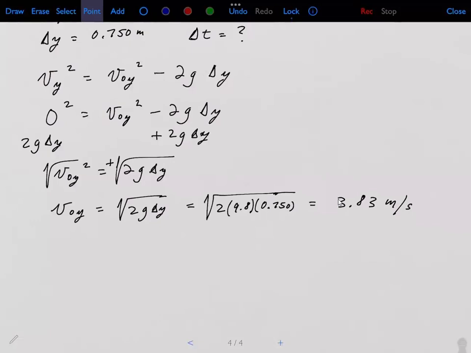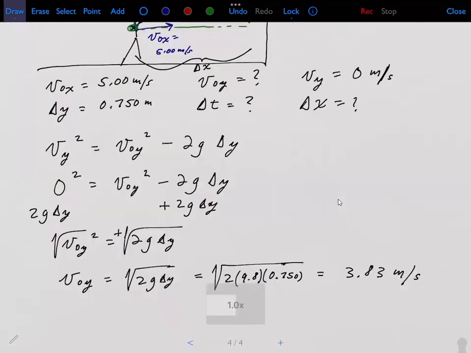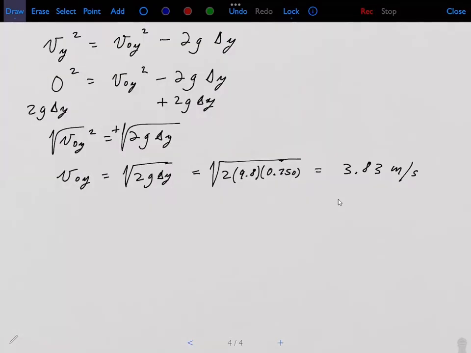Okay, what else do we need now? So now we need to figure out this delta x. We don't know how far. So that's the other thing we don't know, delta x. From when he leaves the ground to the basket, that's delta x. We need to figure that out. Now, do we know the time that he's in the air? No, but we can figure it out using the y direction. So what I would do is find the time to reach the max height, which was right at the basket.